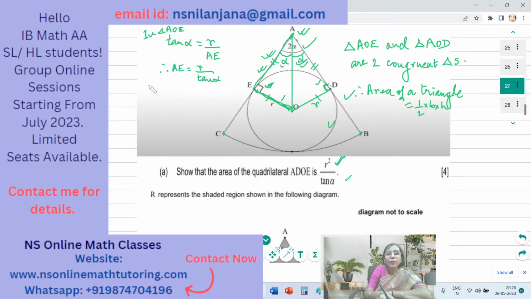Okay. Therefore, area of triangle AOE is equal to half times R times R over tan alpha, equal to half R square over tan alpha.